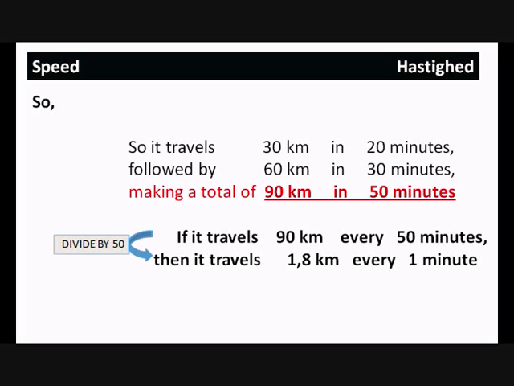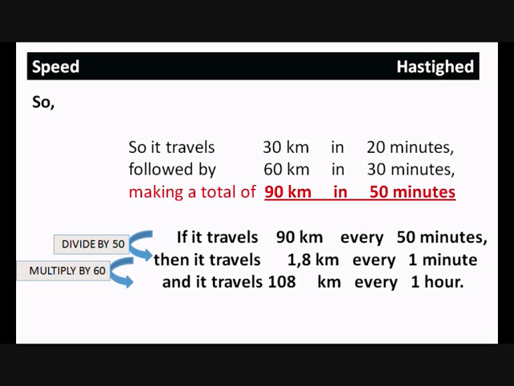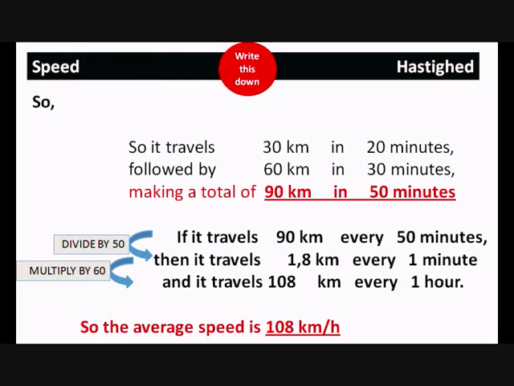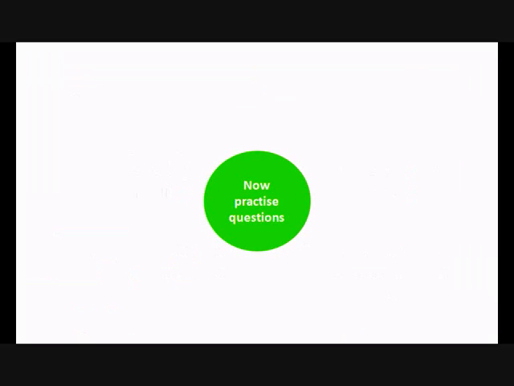So if that's how far it travels in 1 minute, we can find out how much it travels in 1 hour by multiplying everything by 60. So that means that it travels 108 kilometers in 1 hour, making the average speed 108 kilometers per hour. So write that down if you're taking notes, and then there should be some questions for you to practice.